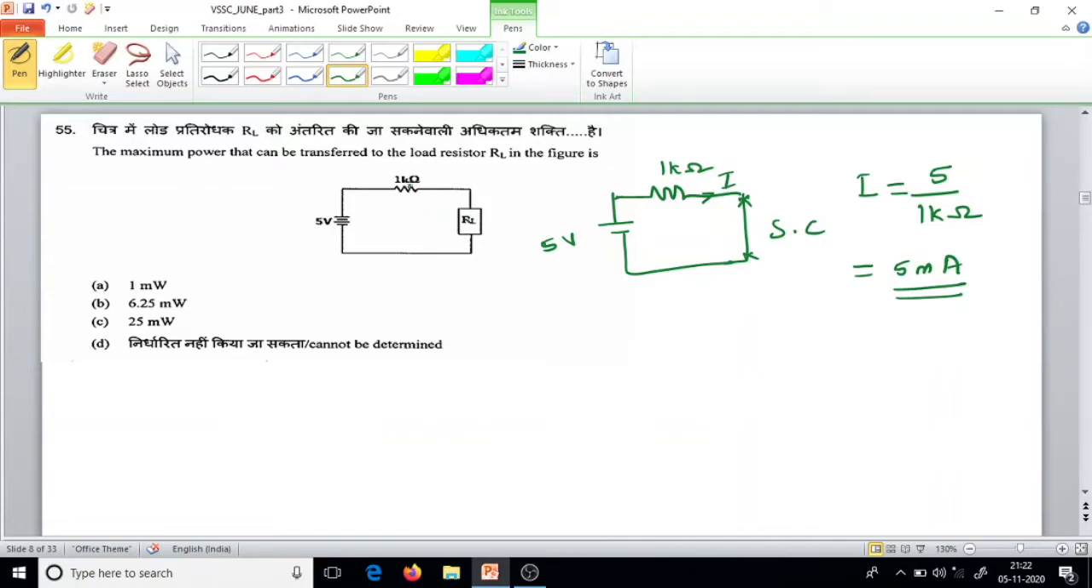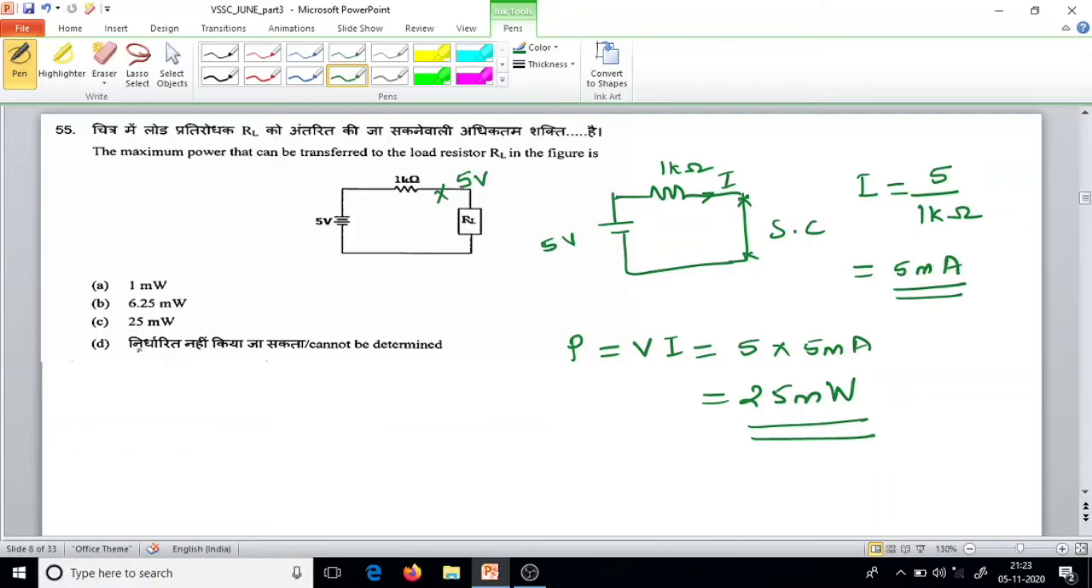Now what is the voltage here? Only one dropping element is there, so at this point there will be 5 volt. So what is the maximum power? V multiplied by I. That is 5 volt multiplied by 5 milliamps, which is equal to 25 milliwatt. So 25 milliwatt is the answer.